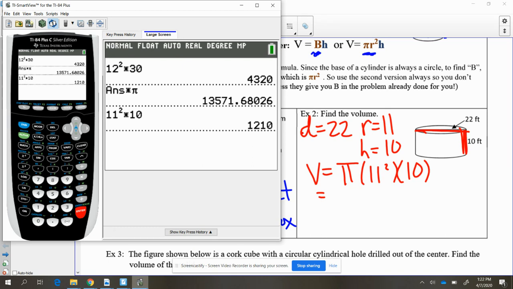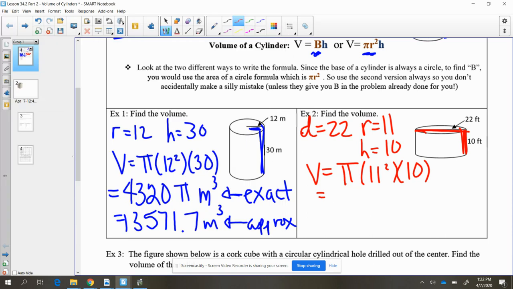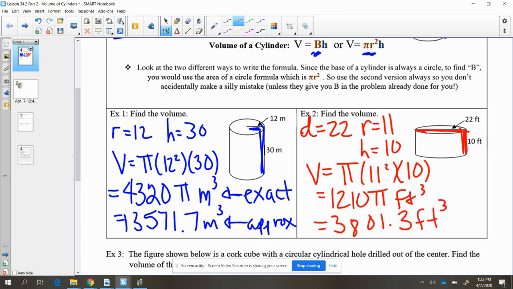So 1210. If you wanted the approximated answer, you would take that value times pi. Okay, so again, exact answer versus approximated, 1210 pi feet cubed, or for the approximated, 3801.3 feet cubed.